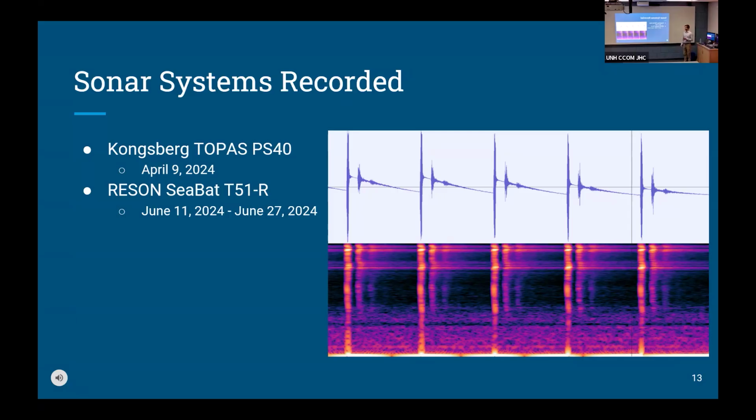The PS40 was in operation on April 9th, as I mentioned. And the T51-R, as a part of summer hydro, was in operation over the course of about 3 weeks, from June 11th to June 27th, on and off. So there are multiple exposure periods, during and after.